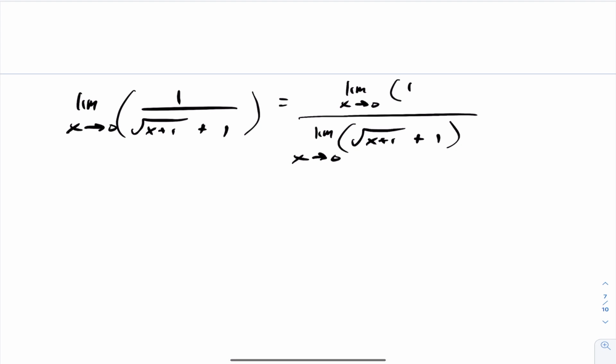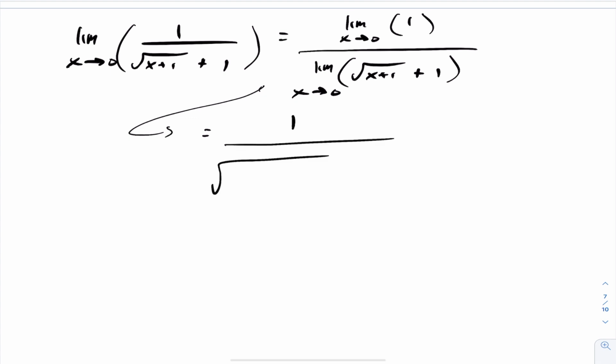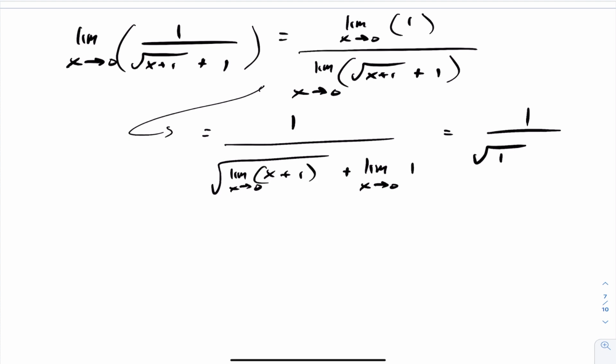Again, you'll notice here we're applying a lot of our limit properties. The limit as x goes to 0 of 1 is just going to be 1 here. So this will be the limit as x goes to 0 of x plus 1, plus the limit as x goes to 0 of 1, is going to be 1 over the square root of, this is just a polynomial, so that's going to be root 1, that's going to be 1, and you end up getting a half here.